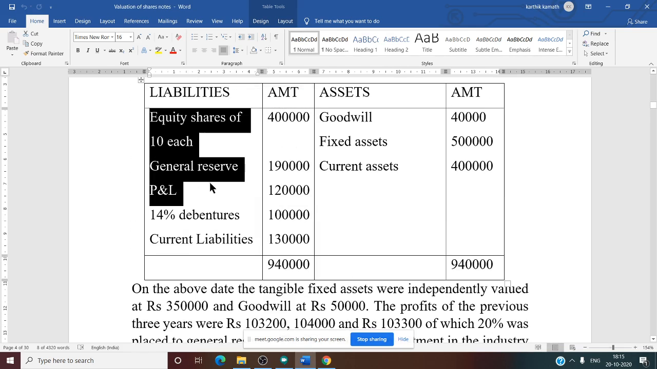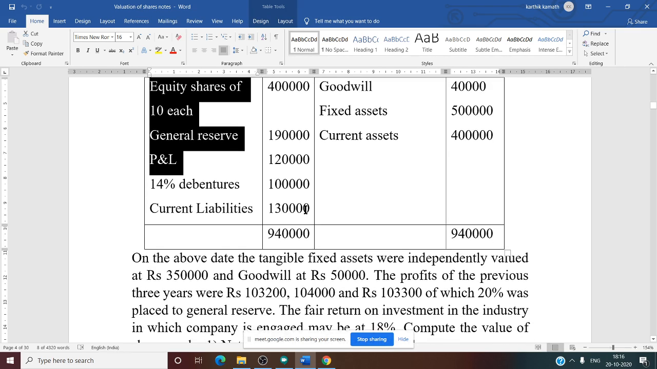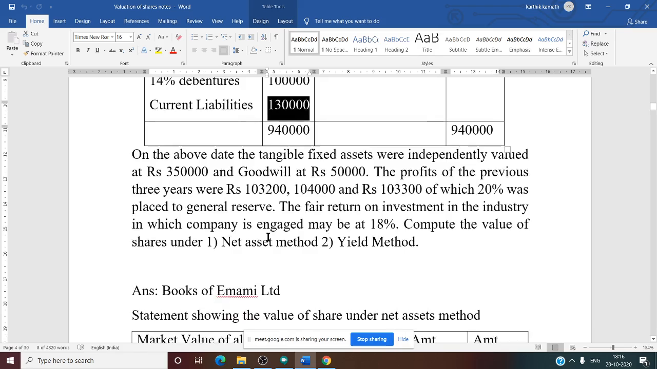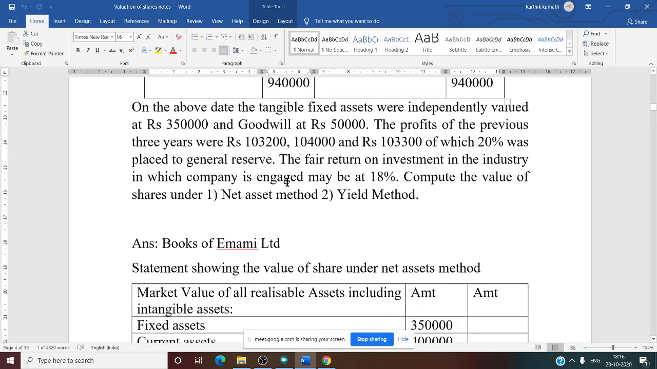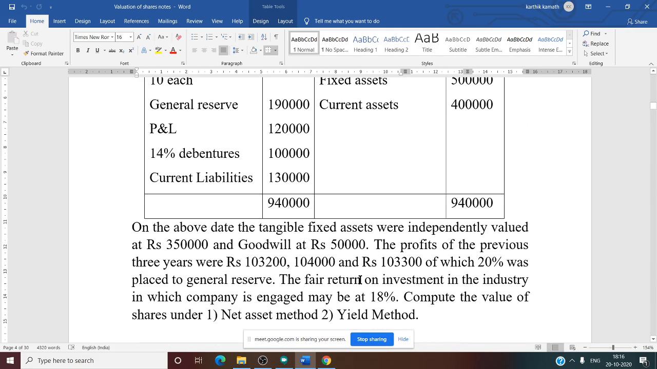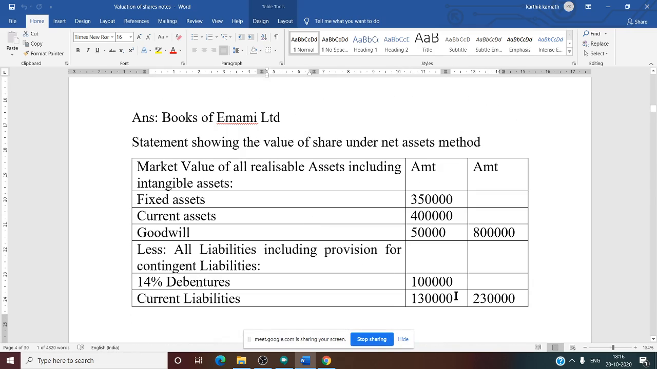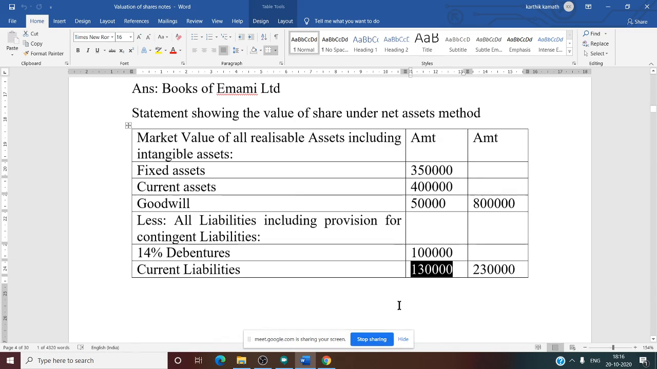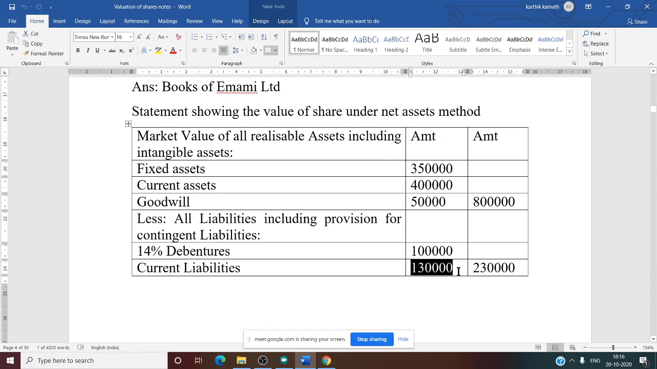These three are shareholders fund: equity share, general reserve and P&L. So you should not write them. Only debentures and current liability we need to take into consideration. The debenture value given in the balance sheet is 1 lakh, the same thing you write here: 14% debenture 1 lakh. What about current liability? Whatever is given in the balance sheet, 1 lakh 30,000, the same thing you write. So the total of liability will be 1 lakh plus 1 lakh 30,000, that is 2 lakh 30,000 is the total.